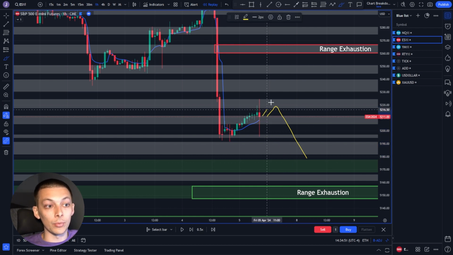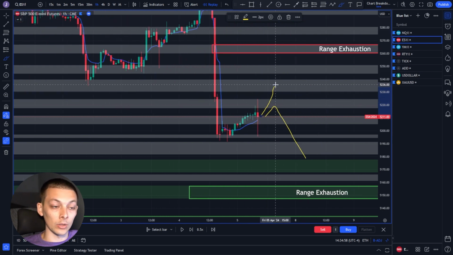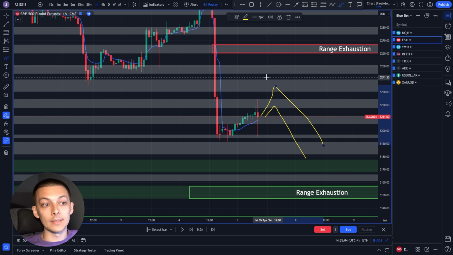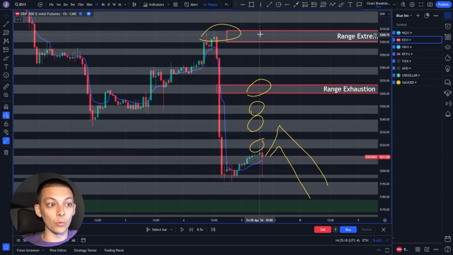We could also see a pullback into the 38% retracement. Again, 38% from the Fibonacci at a strong level of resistance, and price moves back down again. And then at each level, I would be willing to take shorts. So I'd be willing to take a short here, here, here, here, and even the ones above.